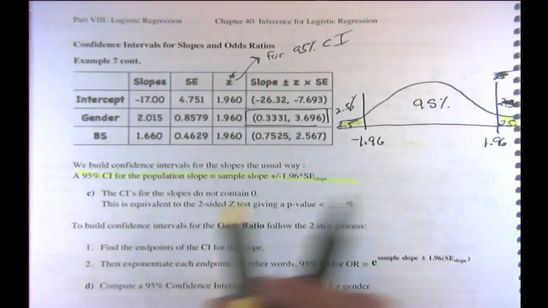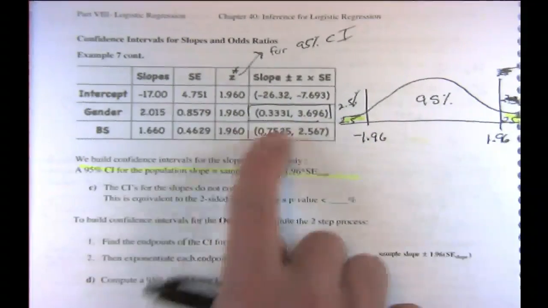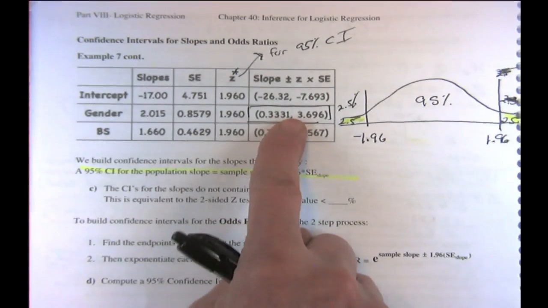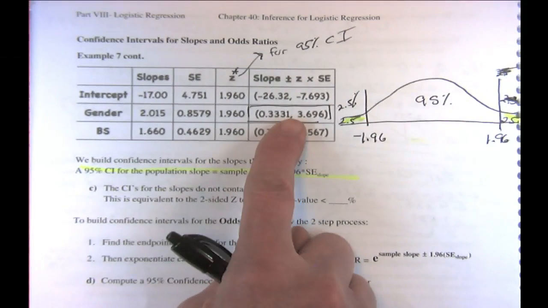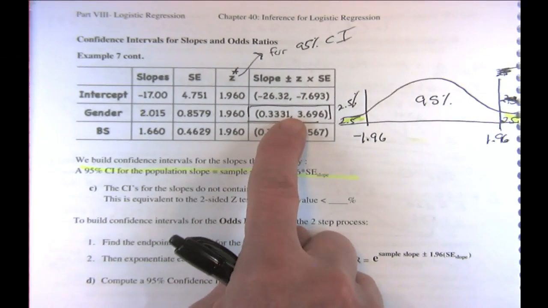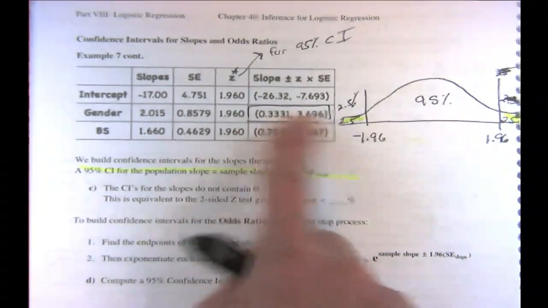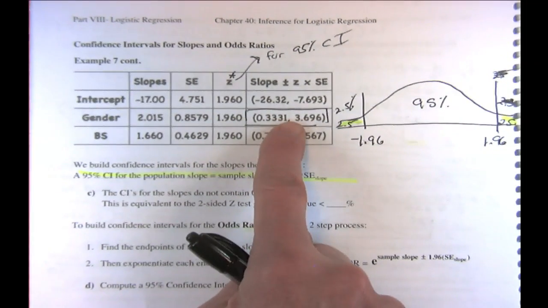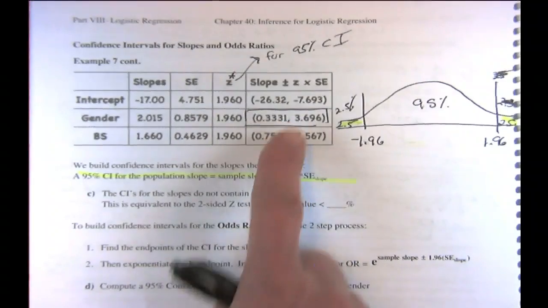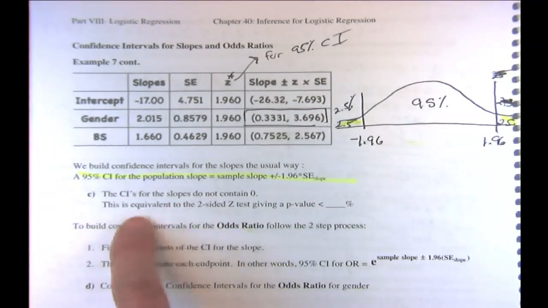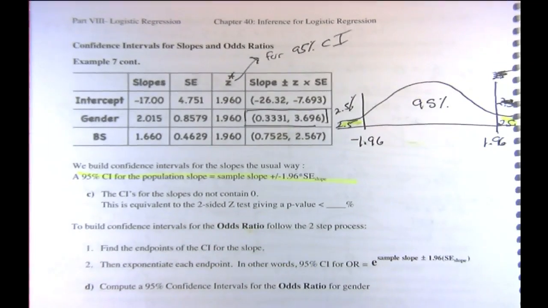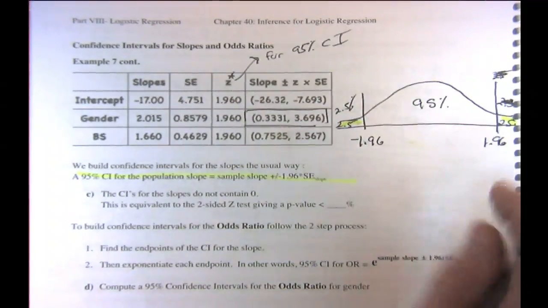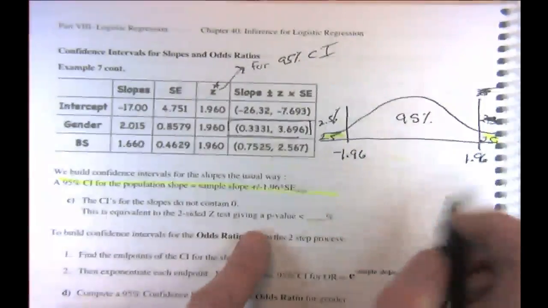Notice, first of all, that these don't contain 0. 0 is not in our confidence interval. Our confidence interval means what? That we can be 95% confident that the true population slope is contained in this interval. And since it doesn't contain 0, that's like rejecting the null. This is equivalent to the two-sided test giving a p-value less than what? 5%.